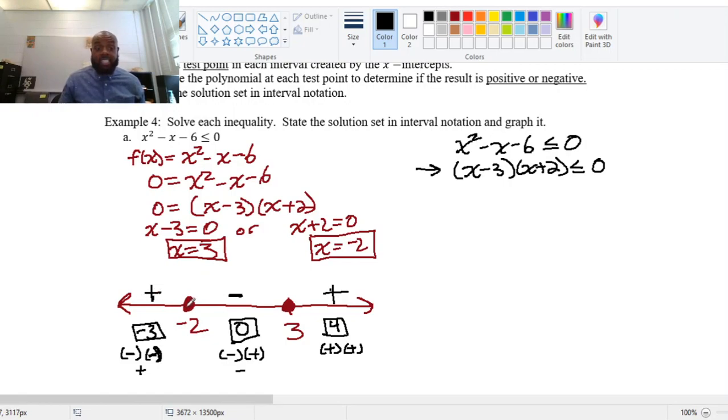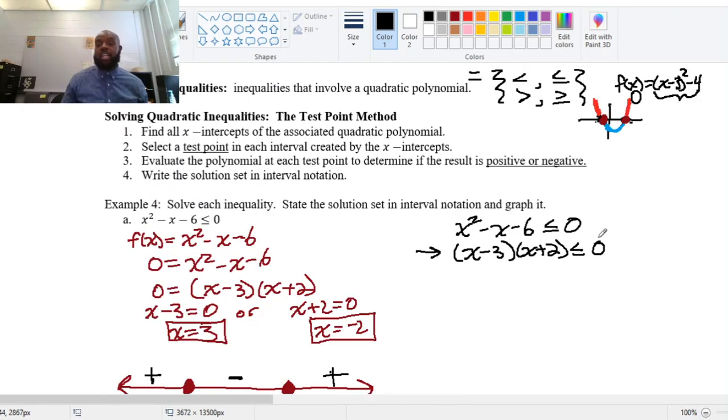It crosses the x-axis at negative 2. It becomes negative or below the x-axis until it gets to 3, where it crosses the x-axis and it becomes positive. So the graph actually looks like this graph that I did here. That's what it would look like graphically. And that's after we got everything on one side and 0 on the other, which was given in the problem.